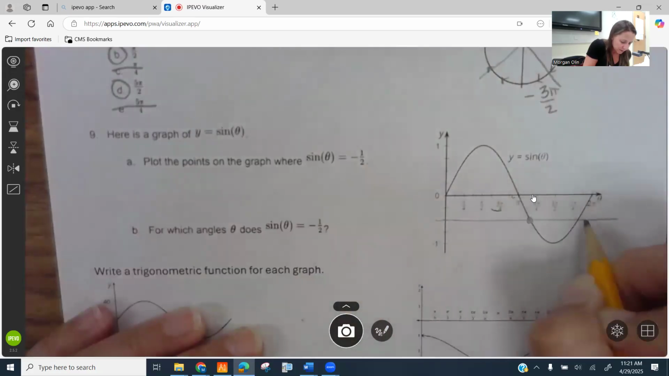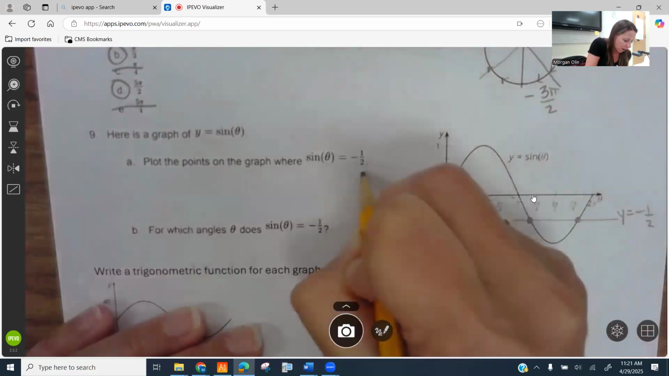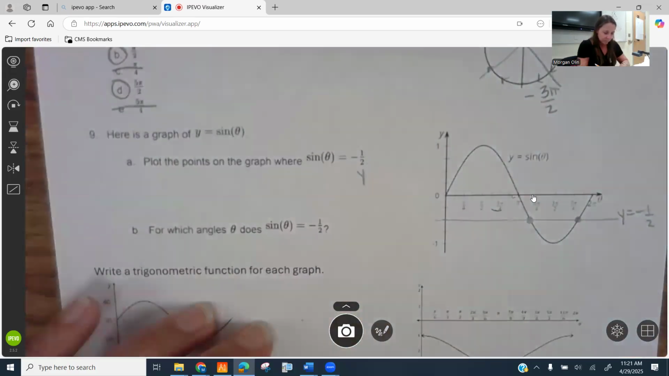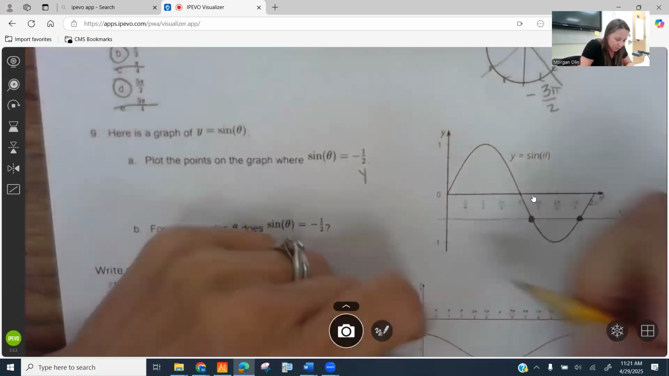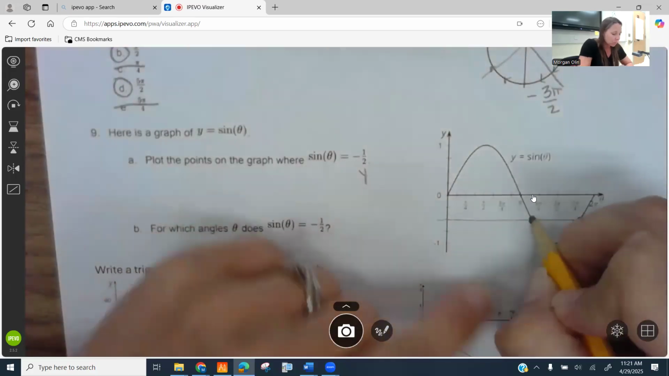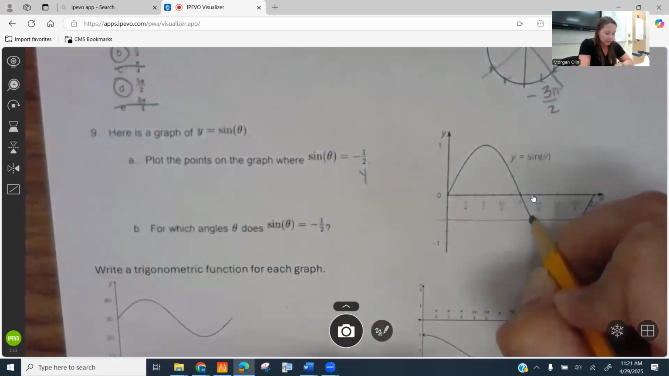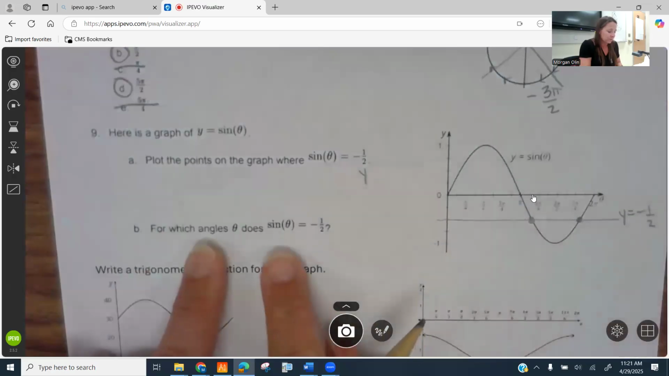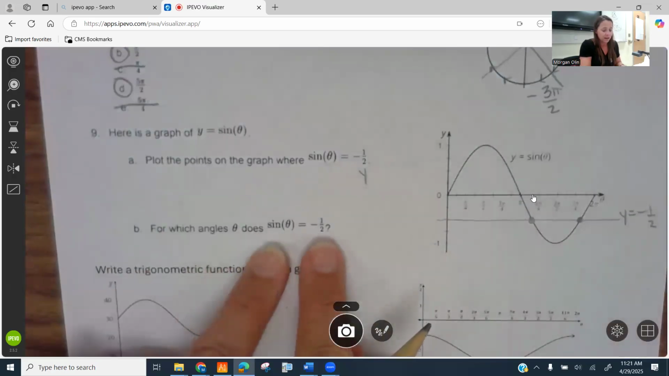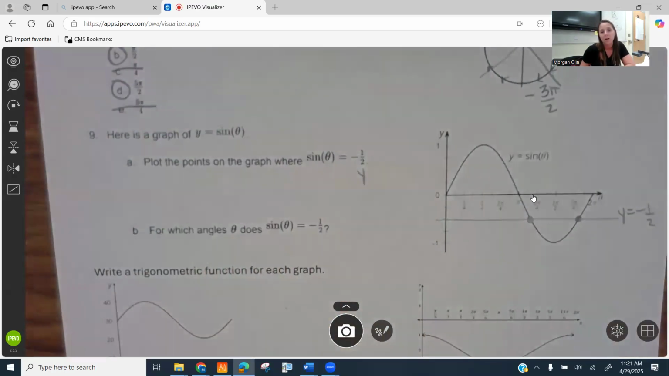So right here, this is where y equals negative 1/2, because that's the y value right there. All right, y equals negative 1/2. Well, what do you know where it is? And that's the second question: for which angles of theta does sine equal negative 1/2? Well, think back to your unit circle.